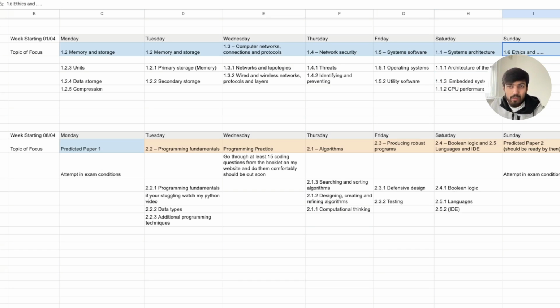Then Sunday, just quickly brush over your legislations as well as ethical issues, legal issues, privacy issues.